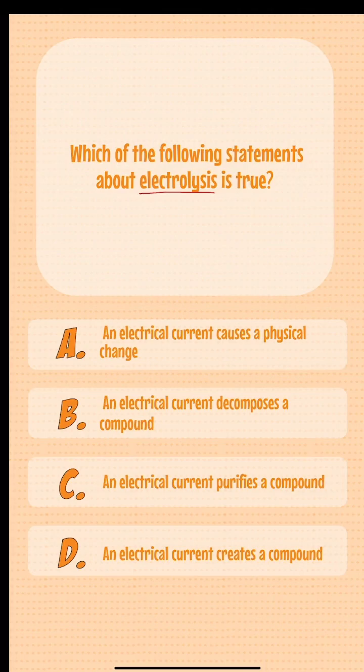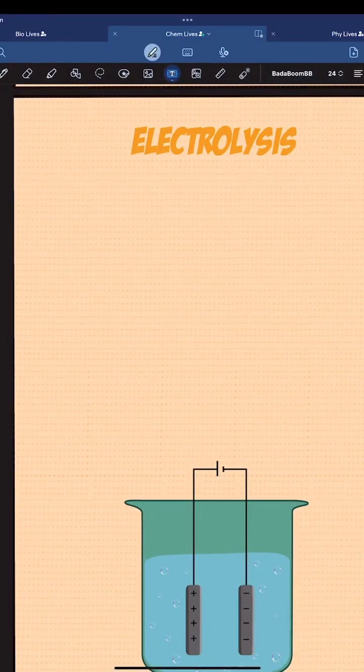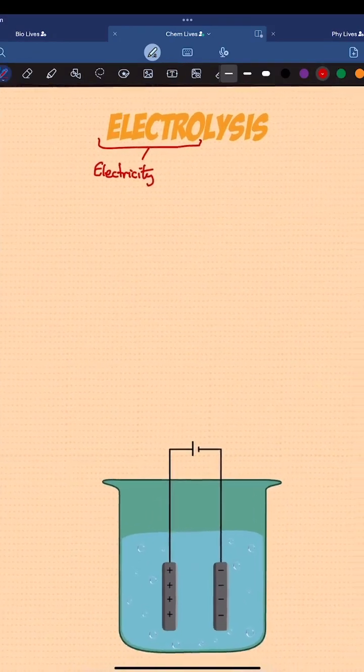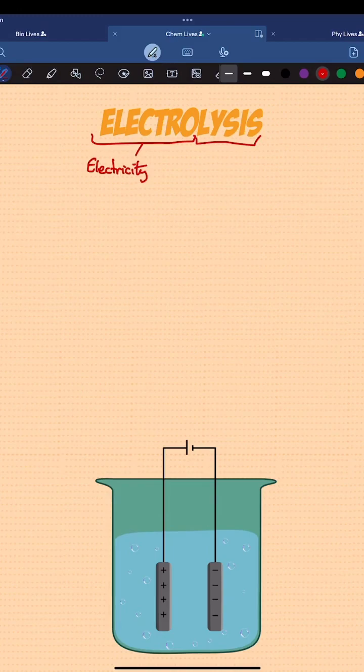So basically it's asking what the definition of electrolysis is. We've got some people saying B, we've got some people saying C. Definition is in the name. Electrolysis, there's two parts to it. There's the electro part, so that means electricity, and the lysis part means split up. So it's basically splitting up a compound using electricity. That's what electrolysis means, okay?